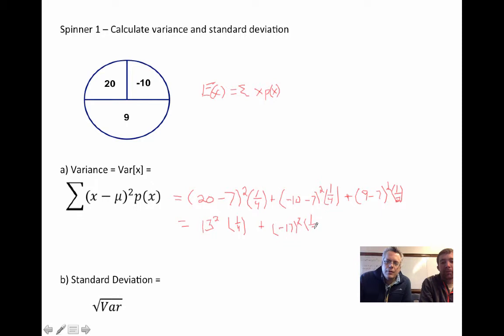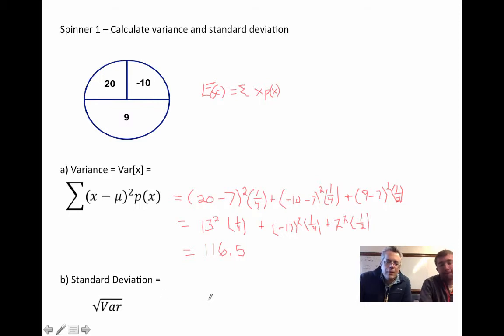Times 1/4. Good. Plus 2 squared times 1/2. When you do all that, what do we get? 16.5. Okay, so hopefully you typed everything okay. I'm checking it out. Looks pretty good. Like I said, there's a lot of room for mistakes, but I think we got it.